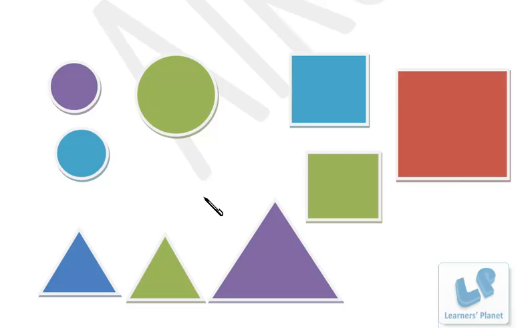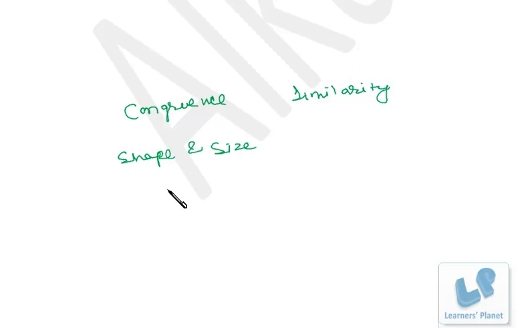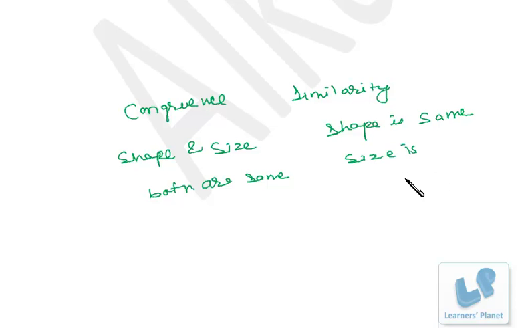So if I compare congruency and similarity, just wait for a moment. In case of congruence, shape and size both are the same. In case of similarity, only shape is the same, size is different. Okay.